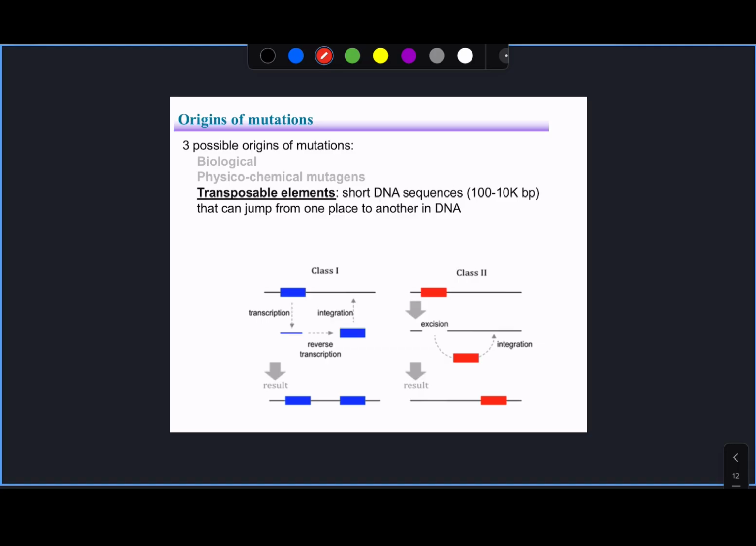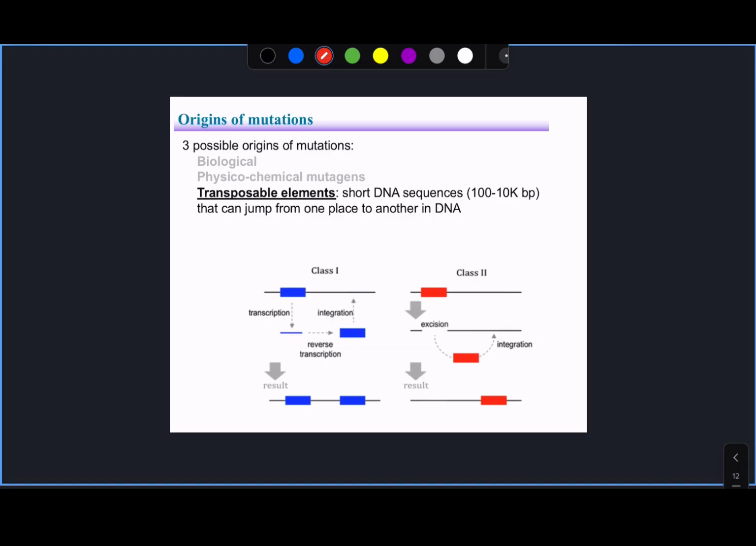Strictly speaking, there is no change to DNA sequences in the sense that the DNA sequence in a transposable element is moving, but it's not changing itself. And same with class 1 and class 2. And there is no change to the DNA sequence elsewhere in the genome. So why are these transposable elements sources of mutations? They shift things over. That's one way to put it.